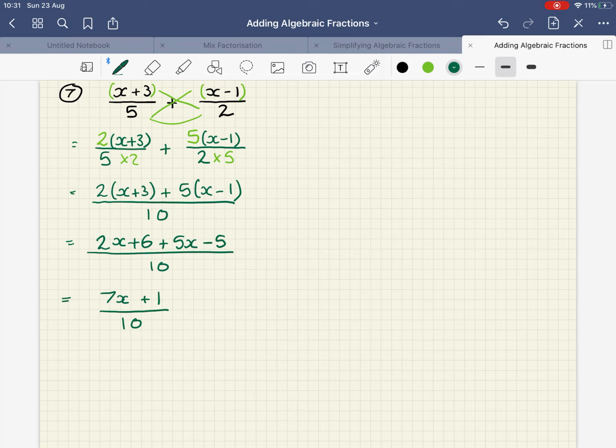And that is adding and subtracting algebraic fractions. Let me know if there are any issues, and good luck.